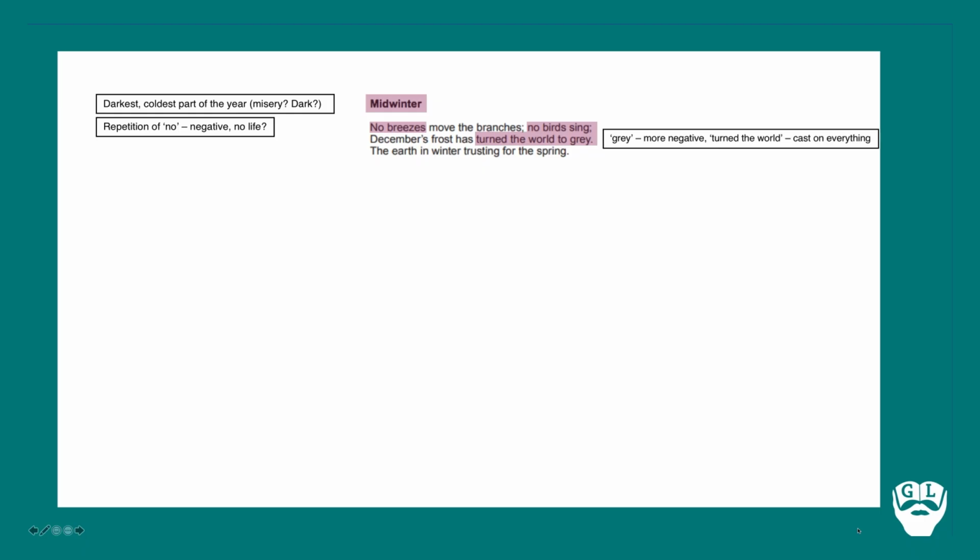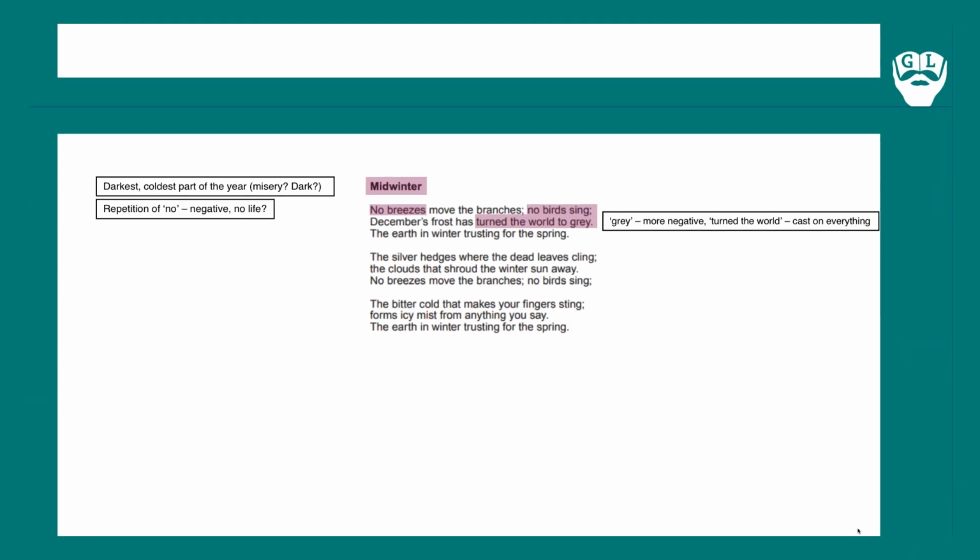Notice this idea of the colour grey is negative, isn't it? Then turned the world, this idea of it being cast on everything. The whole world is cast in this miserable shade. So continuing forward, I gave myself the next few stanzas now.